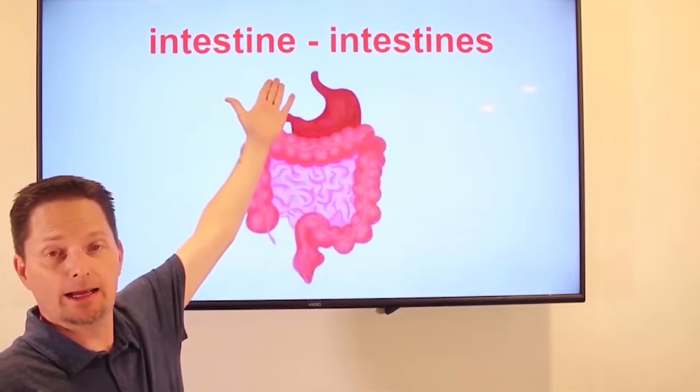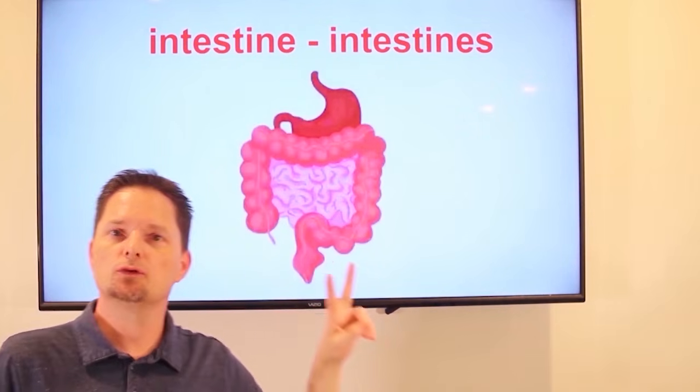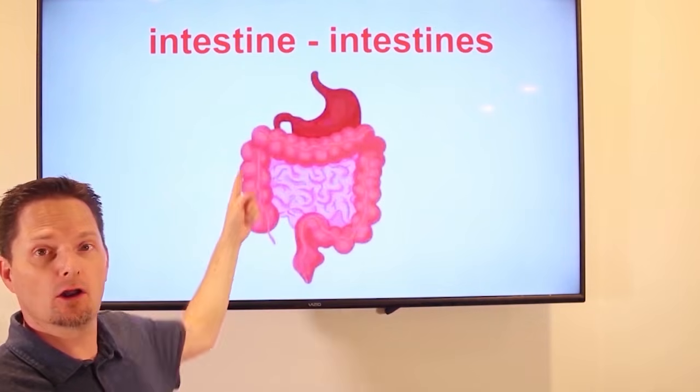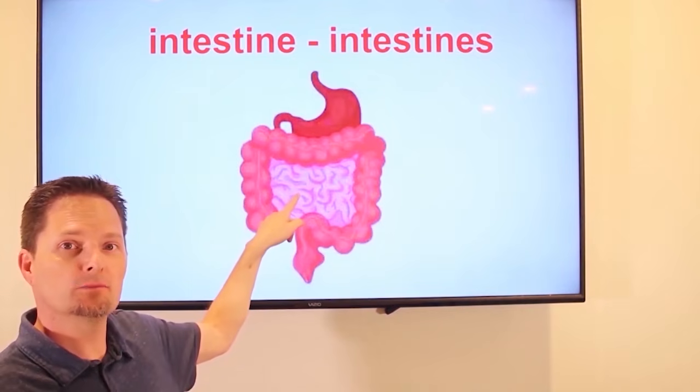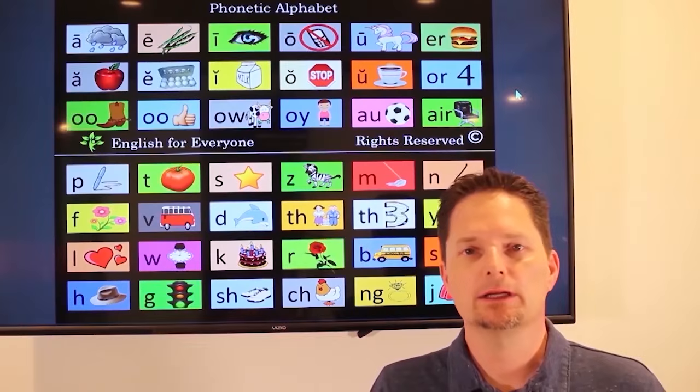Next we have intestine. So remember, the ine is pronounced in, intestine. One intestine, two intestines. That's right, you have two. You have a large intestine, but first the food goes through the small intestine. So intestines. Pronunciation, intestine.